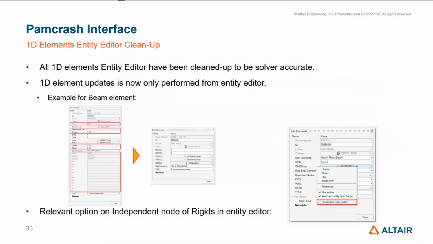And here as well, 1D element cleanup has been done. And as you can see, I guess for the PAM-CRASH interface, it was more obvious than for the others. So here, for example, for the beam element, you see how many attributes were shown in the entity editor, which were actually not solver accurate or fully redundant with others. So after cleaning it up, you see now that you have a much more concise and solver accurate entity editor for the beam element.